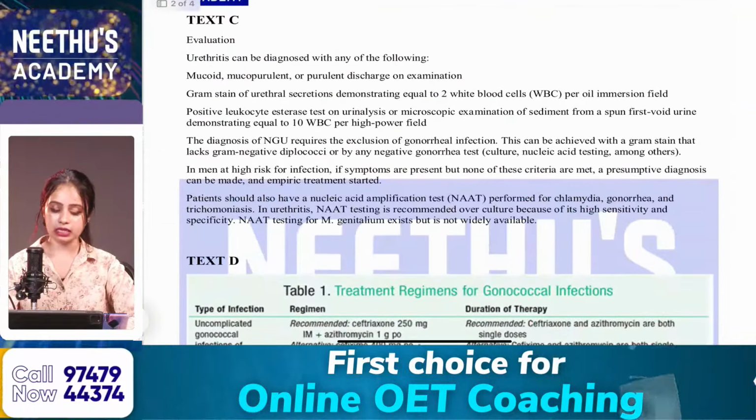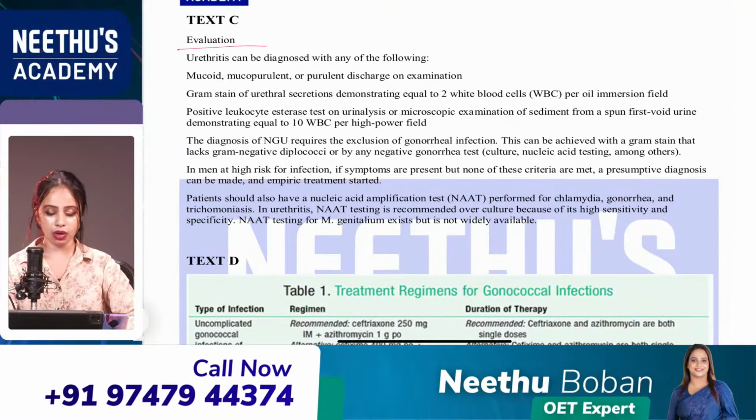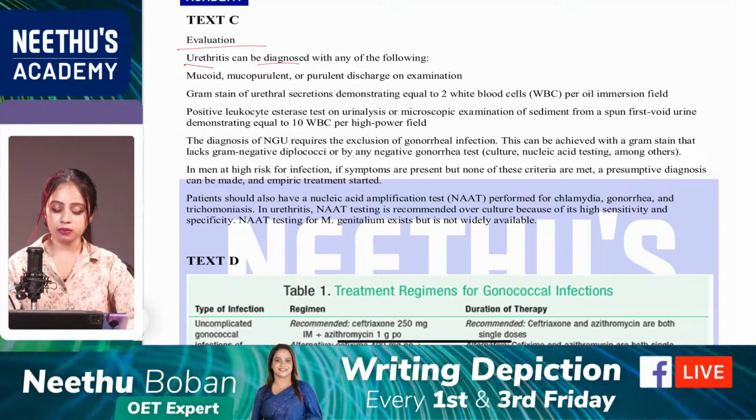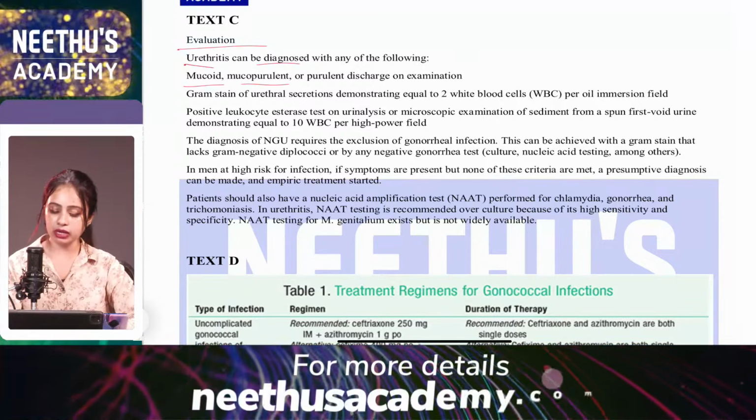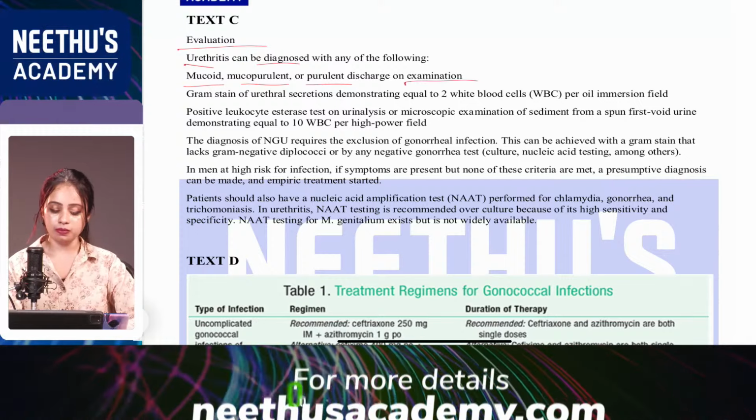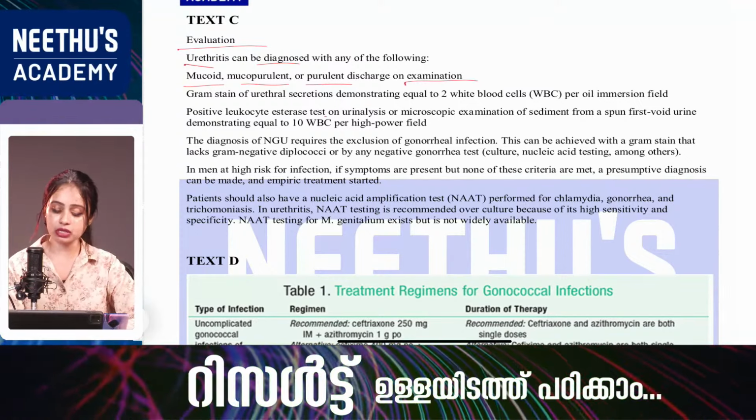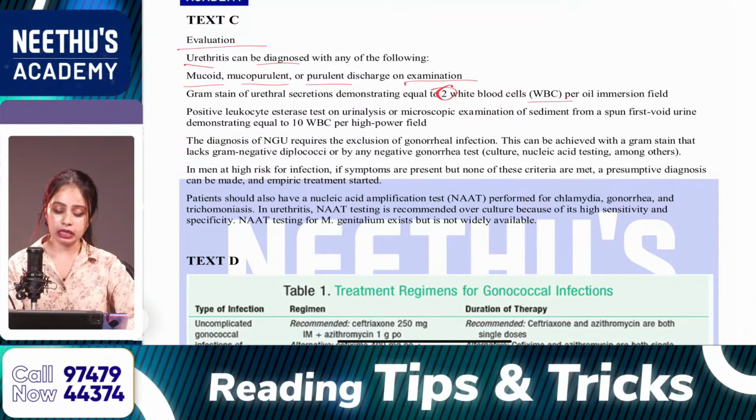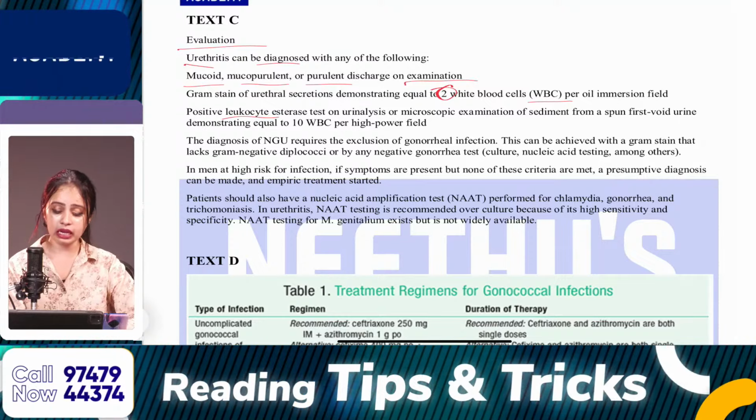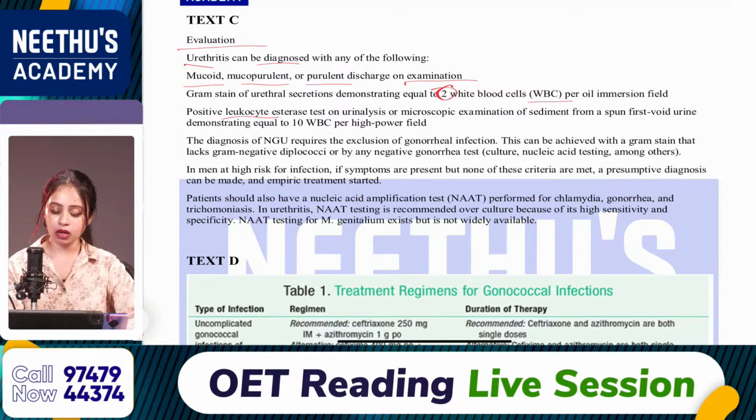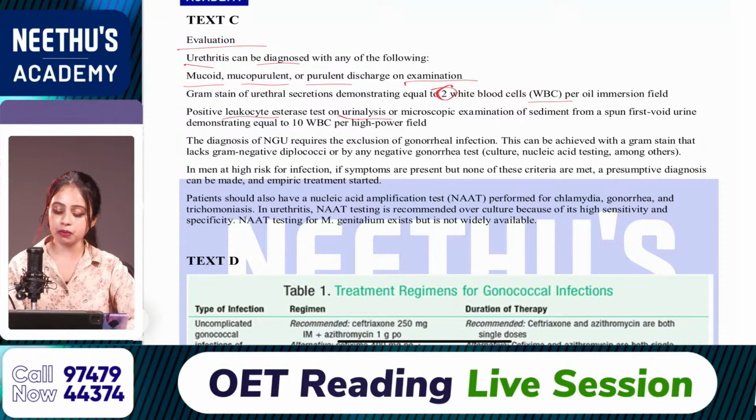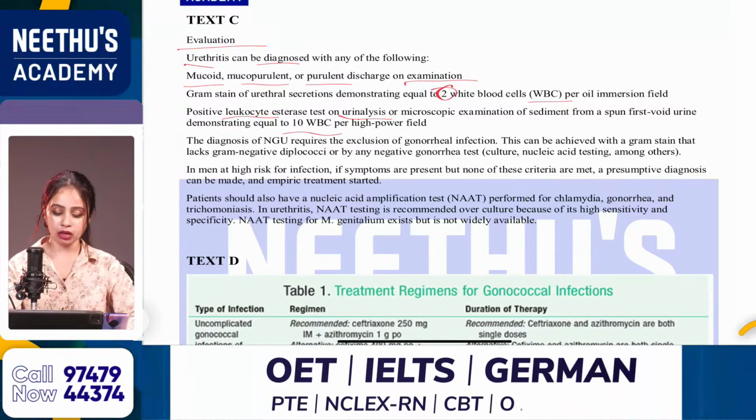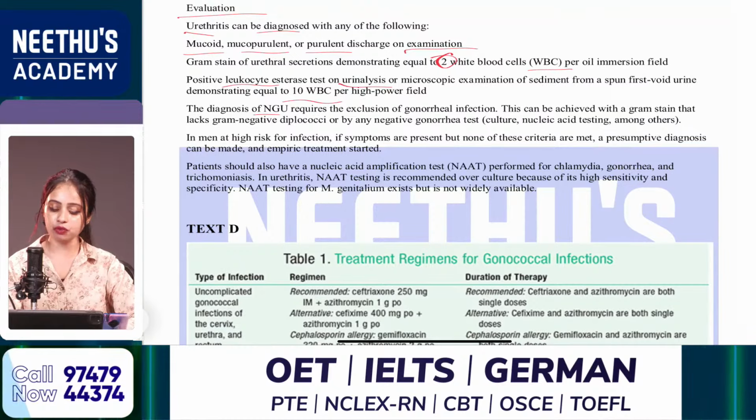Okay, so now text C, evaluation. Okay, so urethritis can be diagnosed with any of the following: mucoid, mucopurulent or purulent discharge on examination, then gram stain of urethral secretions demonstrating greater than or equal to 2 white blood cells, WBC, per oil immersion field, then positive leukocyte esterase tests on urine analysis, or microscopic examination of sediment from spun first void urine demonstrating greater than or equal to 10 WBC per high power field. Then the diagnosis of NGU requires the exclusion of gonorrheal infection.